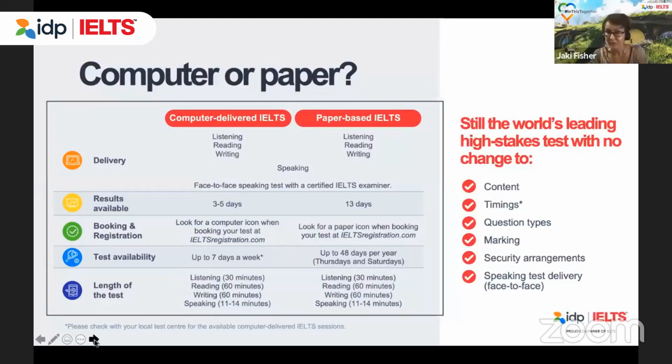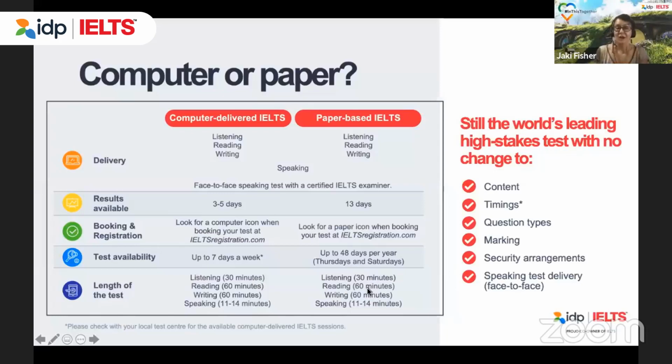See, quite a lot of people are thinking of doing computer, some paper, mixture. Yeah, okay, great. So, all right, so it's the same test. It's completely the same in terms of the content. The differences are you get your results faster with the computer delivered, so 3 to 5 days. And usually there are more options. So often you can do it every day.